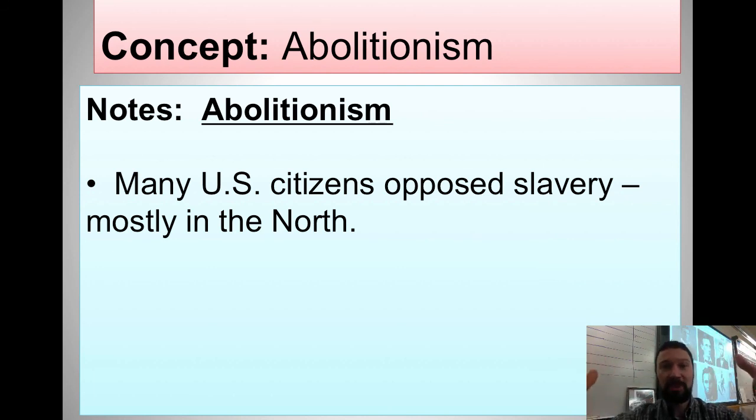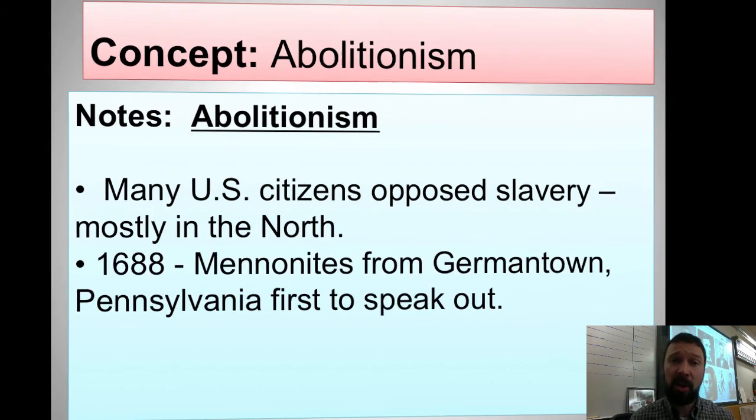Abolitionism. Hope I'm not moving too fast. Sometimes I'm moving too fast for my tongue. Many U.S. citizens opposed slavery, mostly in the North, not just African Americans. Well, there were white people who were very much against it.